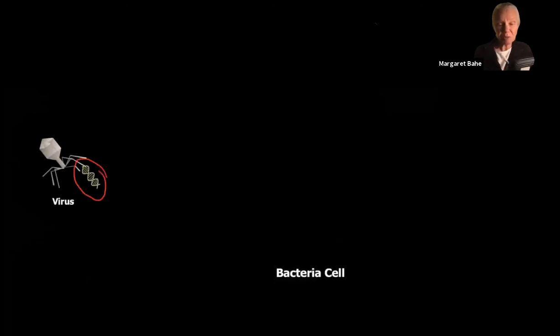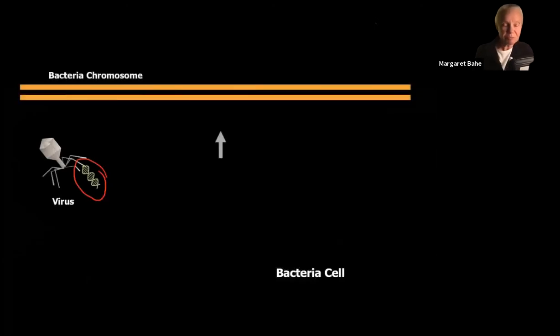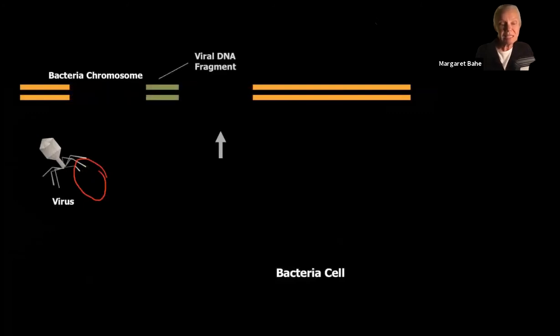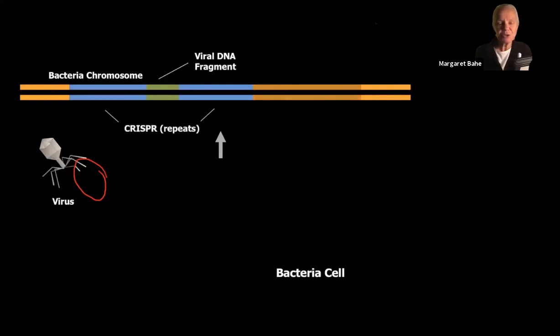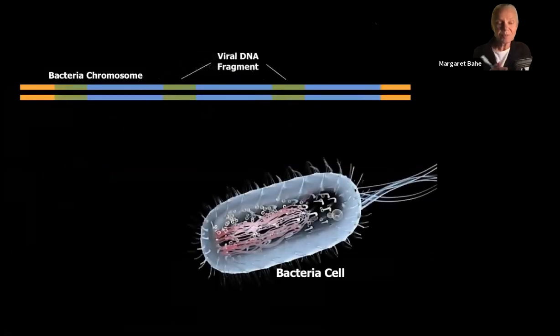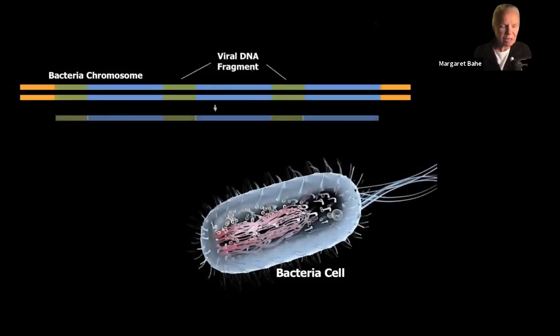So let's assume that our bacterial cell now has been infected by the virus, and the pieces of the viral DNA have been copied into this CRISPR RNA. And now it's going to associate with, this is all happening inside of our bacterial cell. So now here we have our copies.